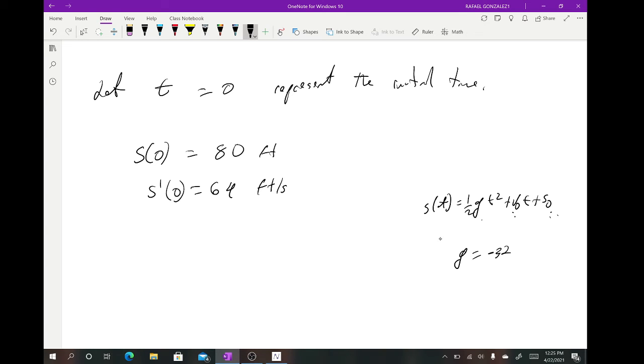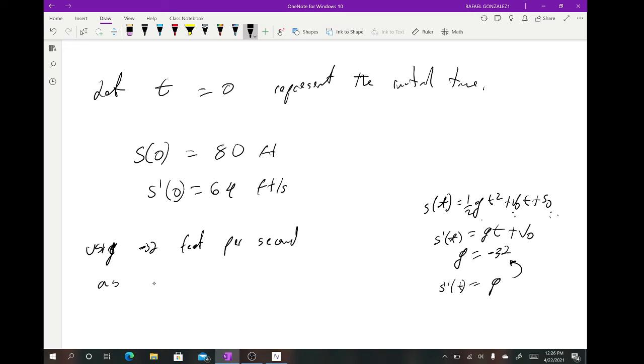If you take the first derivative of this, s prime of t, you're going to get g t plus v0. And if you take the second derivative, which gives you the acceleration, you're just going to get g. But g is negative 32, so the acceleration is negative 32. So that's where I get this negative 32 that I'm going to be using. This is a nice formula to know, this gravity formula. It's used in all of physics.